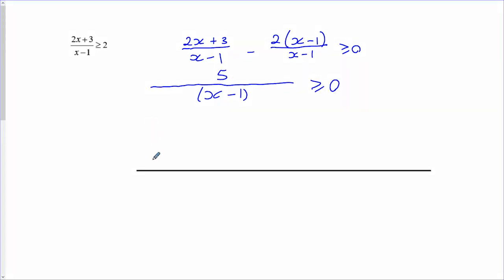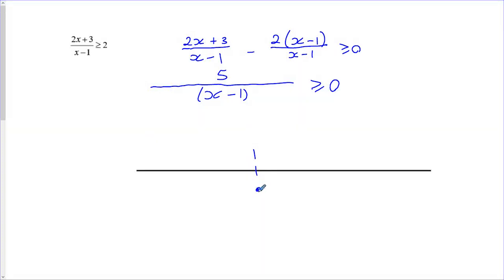Now, in fact, this is also easily solved. We don't even need a number line for this because I essentially need a positive number on the denominator. If I've got a negative number on the denominator, then I'm going to get a negative result. So basically, there's only one critical value, which is 1.